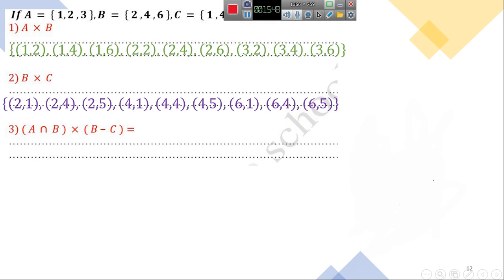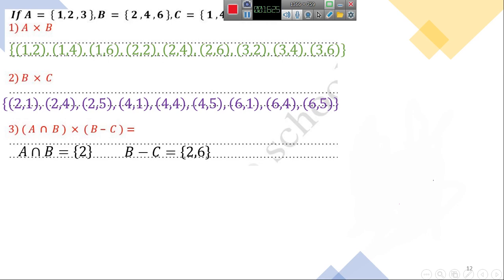Let me remind you of the intersection of two sets. Intersection of two sets means the common elements of A and B. As you see, the only common element of A and B is 2. B difference C means the elements in B that do not exist in C. In set B, only 2 and 6 do not exist in C. Then B difference C is 2 and 6.